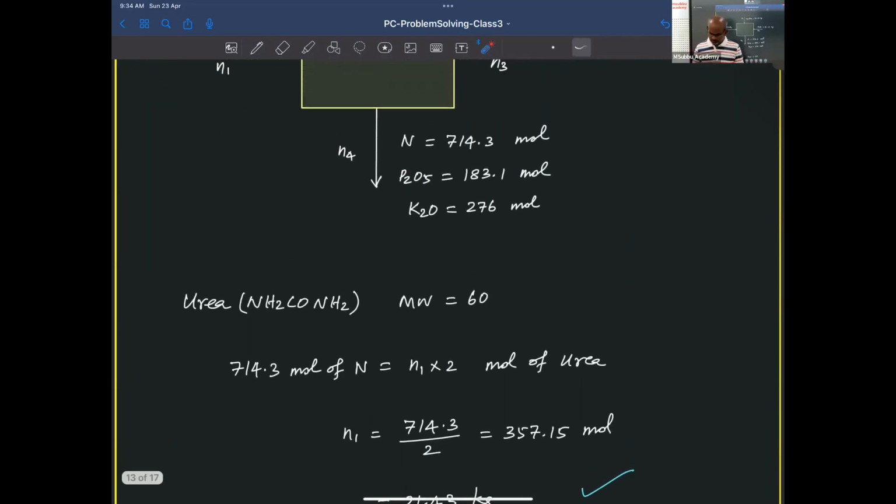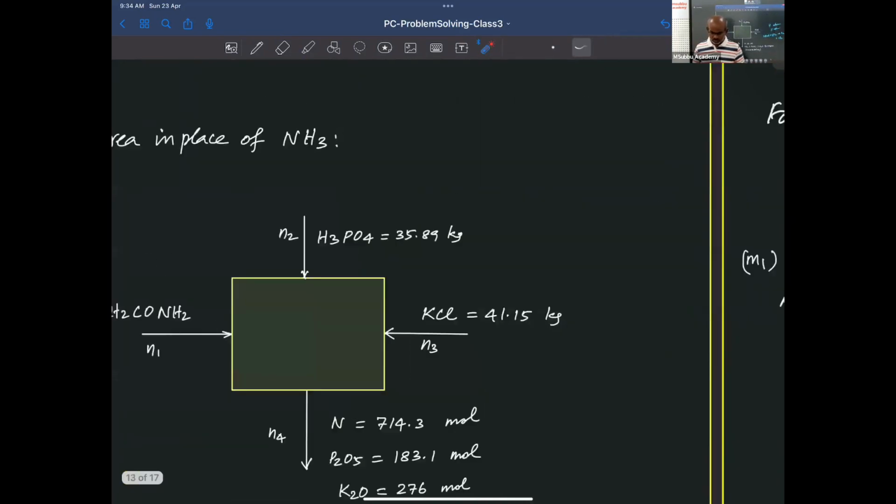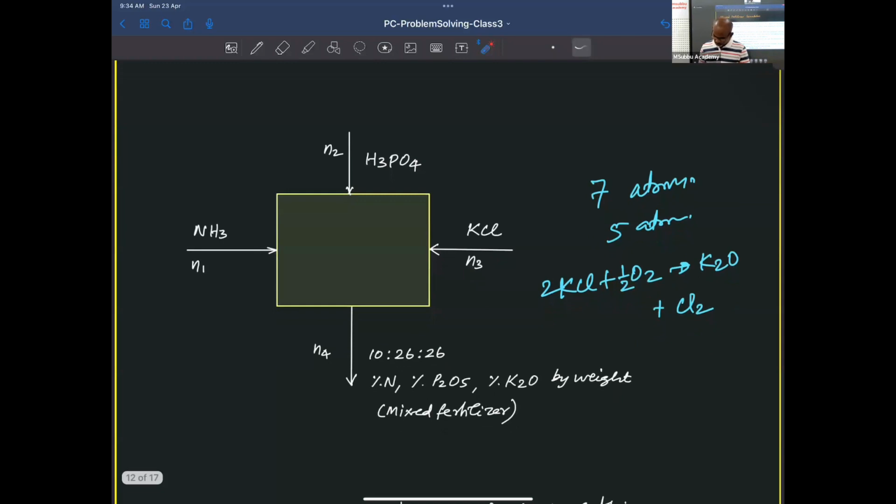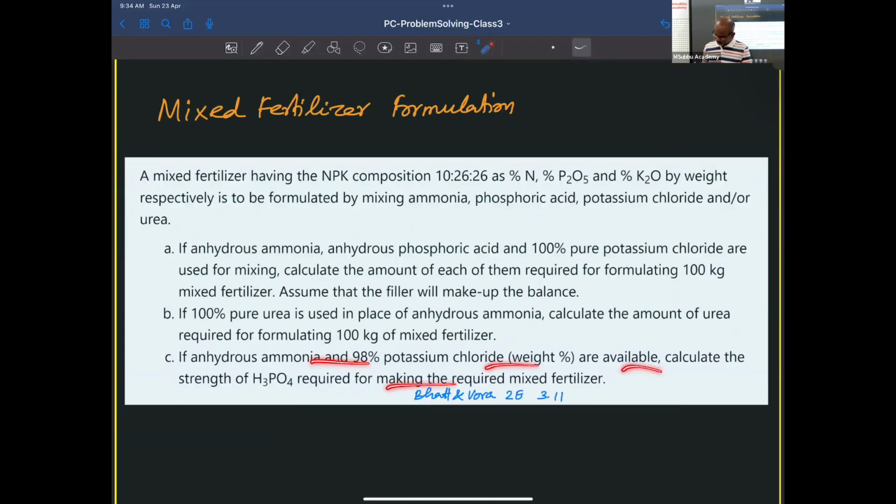There is also another part, but I am not going to discuss it now. You can go through that part. I will send you this material; it will also be available for you to go through. Instead of pure urea, in place of pure anhydrous ammonia, of course, we still have anhydrous ammonia.